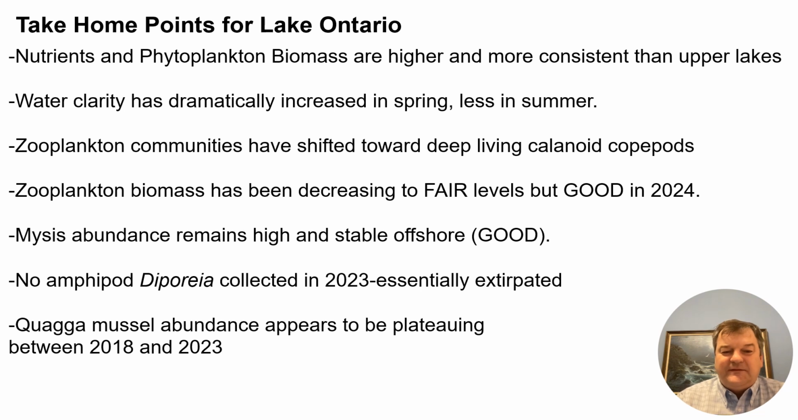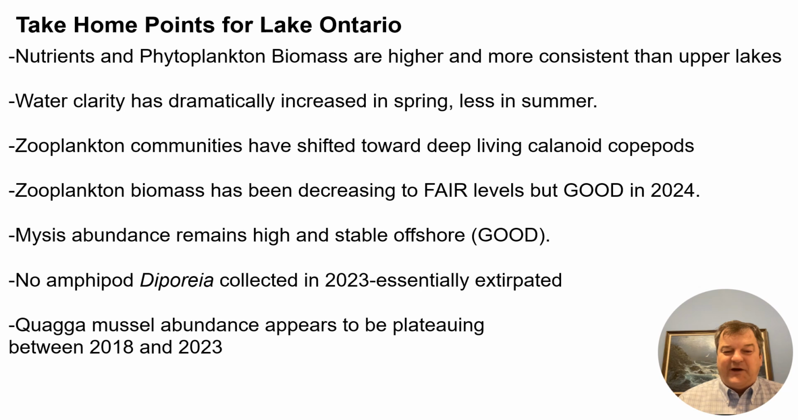So finishing up, there's some take-home points for Lake Ontario. Nutrients and phytoplankton biomass are higher and more consistent than the upper lakes. Water clarity has dramatically increased in spring, less in summer. Zooplankton communities have shifted towards deep-living calanoid copepods, and this is generally reflective of increasingly oligotrophic or low productivity settings.